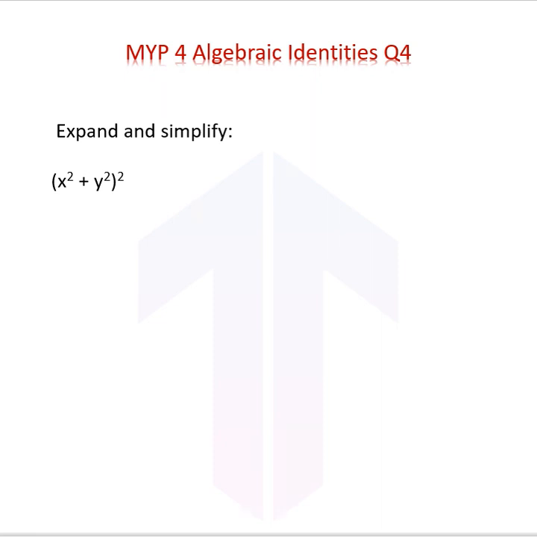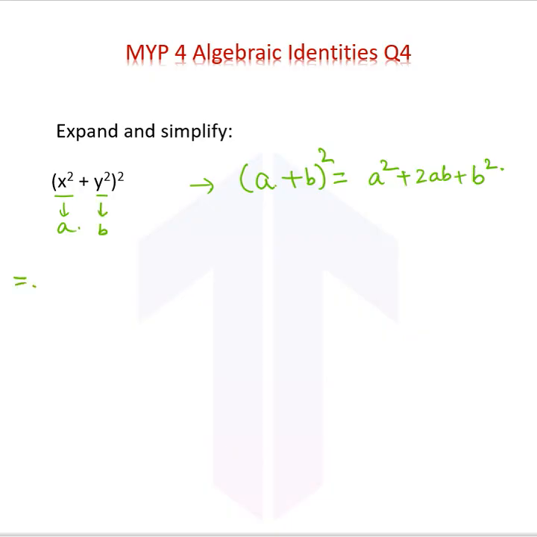We have Algebraic Identities question 4. Expand and simplify (x² + y²)². Now you see there are two terms already in square. So it doesn't matter. This still is comparable to the same identity as (a + b)², which will open up as a² + 2ab + b². Just that your a is x² and your b is y².